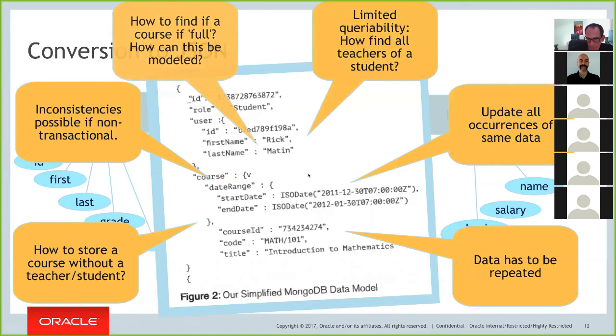And there's also consequences about how you can query this data. For example, how do you find all the courses that a teacher gives, or how do you find all the students of a teacher or all the teachers of a student? And this is all quite problematic.